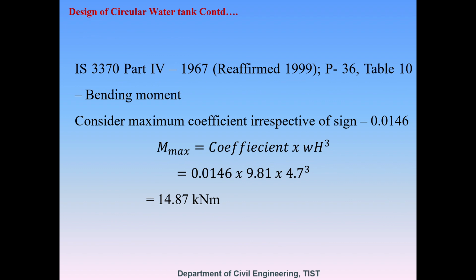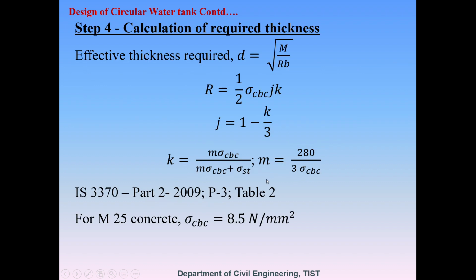Next, moving on to the value of the bending moment. Similarly, from Table 10, page number 36, the equation is given in the IS code itself. The equation is M max equals coefficient into WH cubed. In this case also, the selection of the coefficient should be the maximum coefficient irrespective of sign. So the coefficient is 0.0146. The value of W is 9.81, H is 4.7, and the value of the moment is 14.87 kilonewton meter.